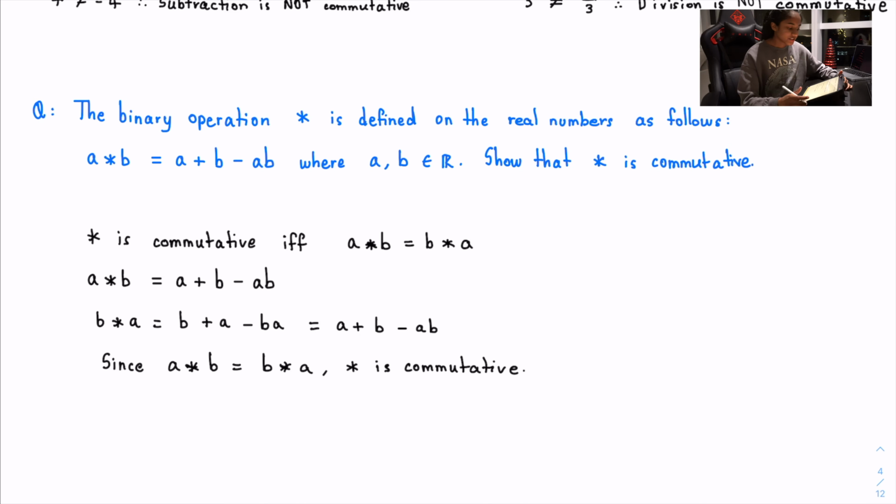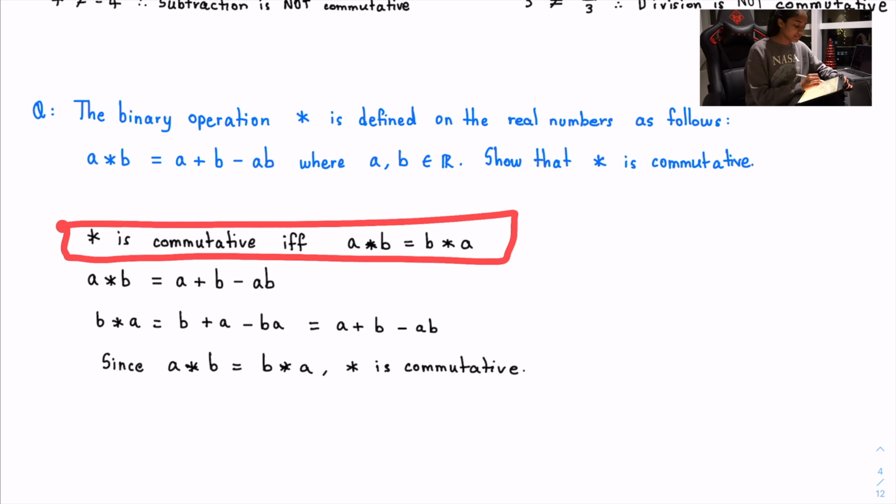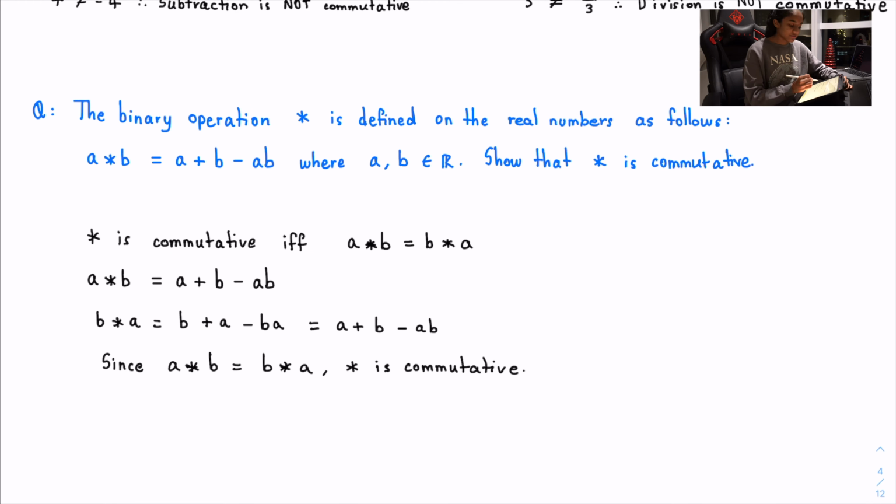Now looking at this question, the binary operation star is defined on the real numbers as follows. A star B is equal to A plus B minus AB, where A and B are real numbers, right? So we need to show that this operation is commutative. So in your exam, you will have to state that this is what you have to find. So you have to say that star, the operation, is commutative if A star B is equal to B star A, meaning the order does not matter.